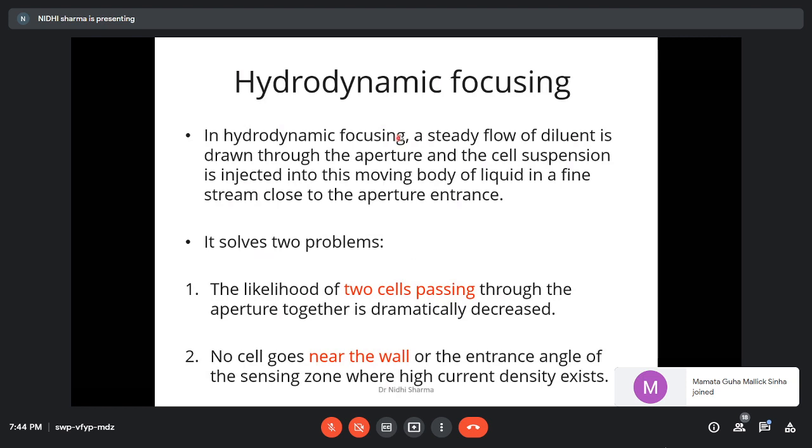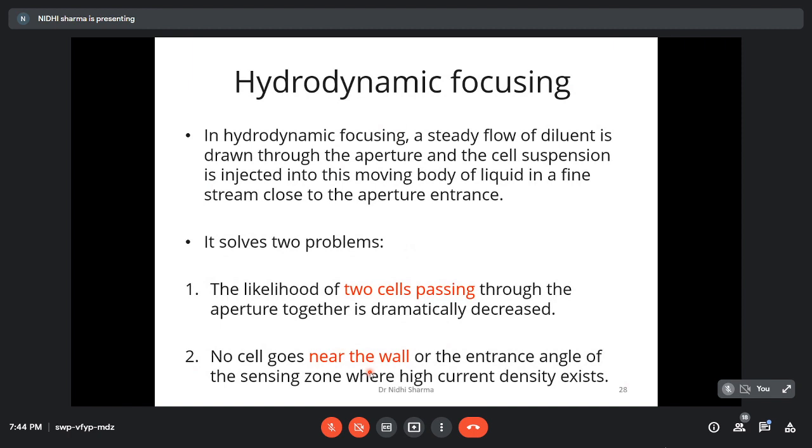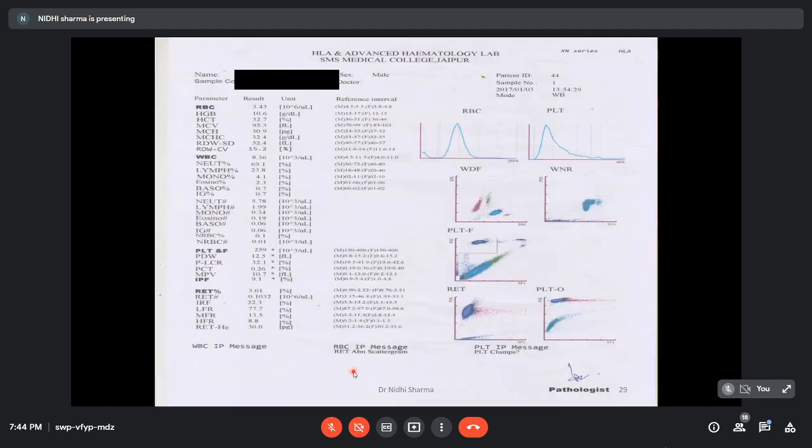This also takes care of another kind of error, because if you remember, when the cell is passing through the electrode, if the cell is very near to the electrode, it will give the impression that the cell has a very high volume, because the peak size of that pulse is very high. This is called an M kind of impulse if the cell passes near the wall. Hydrodynamic focusing will also take care of this, so that no cell passes very close to the wall, and therefore such an error is taken care of.